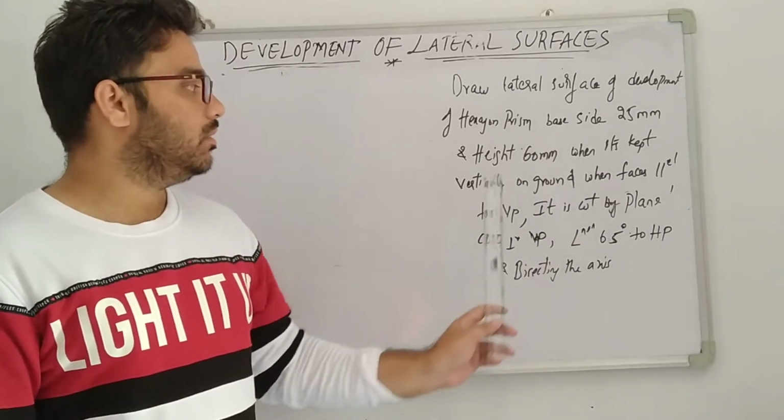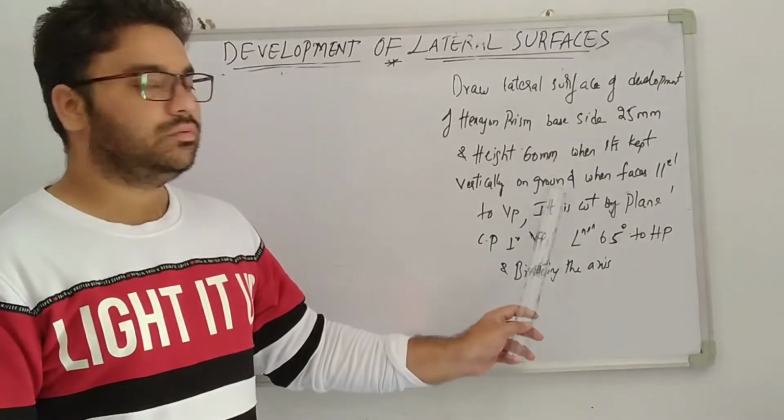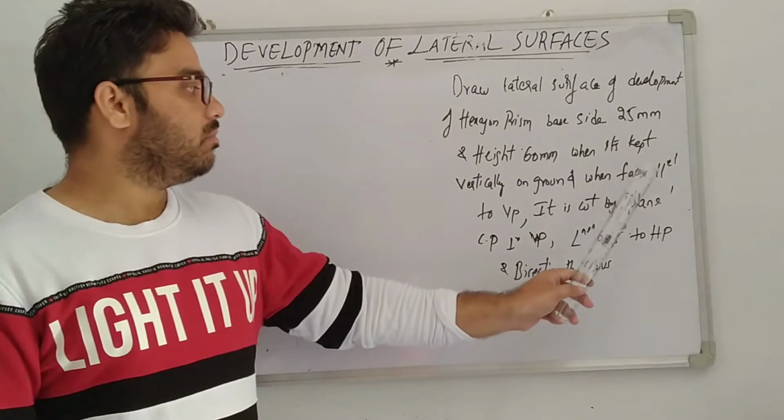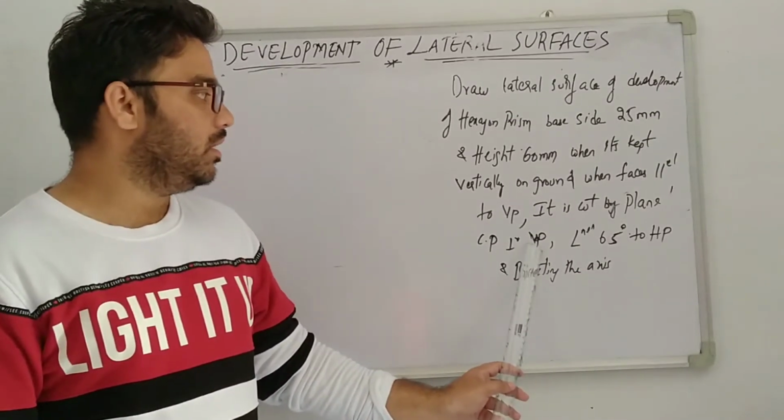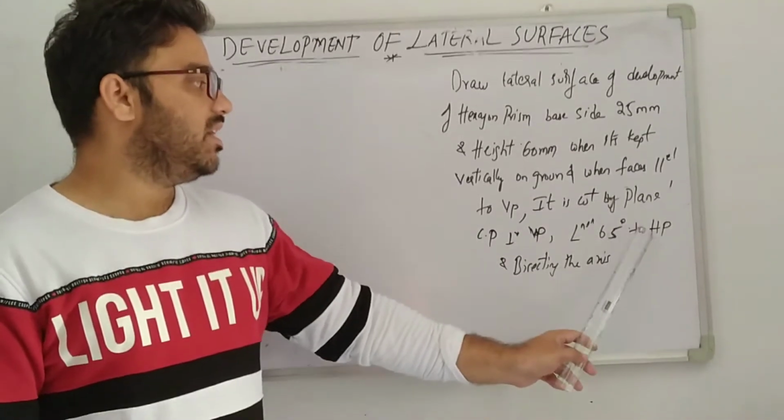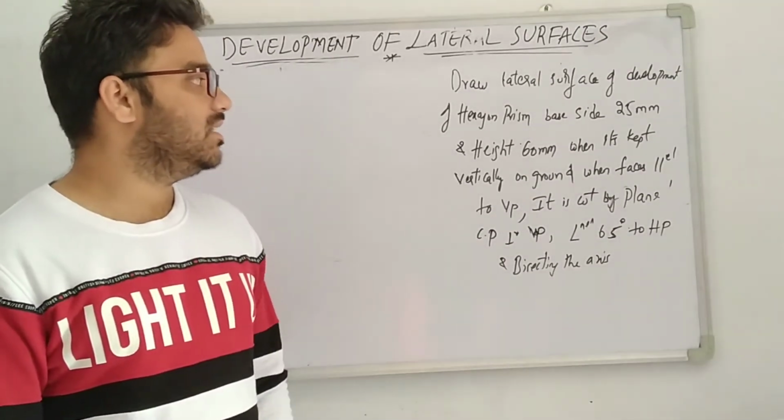It is kept vertically on the ground, with the faces parallel to the VP, and it is cut by a plane perpendicular to the VP and inclined at 65 degrees to the HP, bisecting the axis.